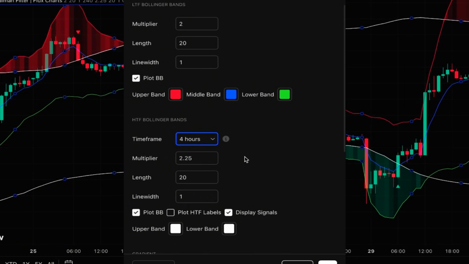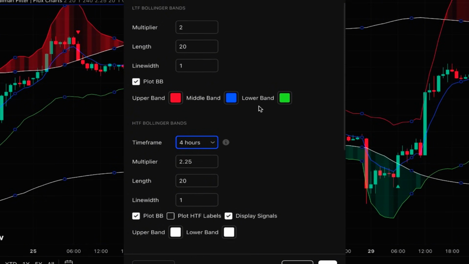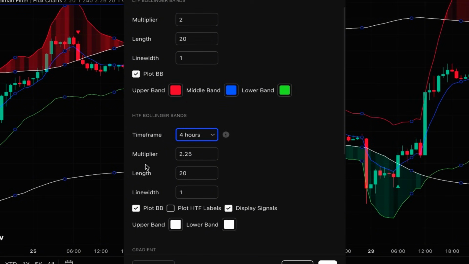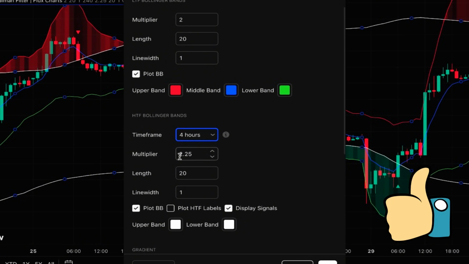For example, if you are on 1 minute time frame, you can set the higher time frame on 5 minutes, for 5 minutes 15 minutes, for 15 minutes 1 hour, for 1 hour you can set it on 4 hours, and for 4 hours 1 day, and so on. For the other settings of these two Bollinger Bands, here for the lower time frame Bollinger Bands, you can see that the length is set at 20 with multiplier 2, and for the higher time frame Bollinger Bands, the length is similarly set at 20 but the multiplier at 2.25, which is a little bit wider, so it can better provide information in a longer term perspective.